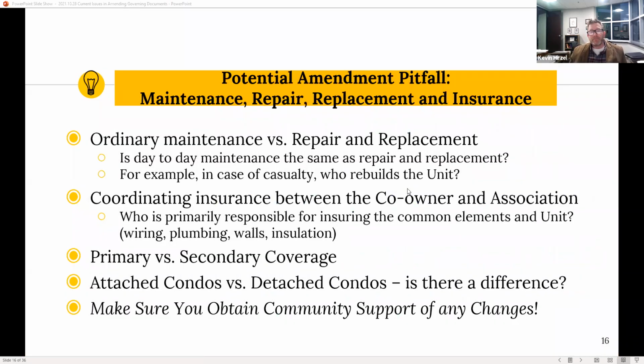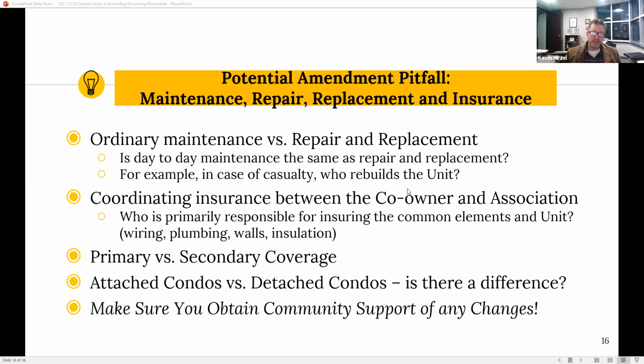All right. One of the areas that I wanted to mention is a practical issue more than anything else. One of the things that we've seen come up in our amendment processes is the significance of maintenance, repair, and replacement and insurance to co-owners. As you go through your amendment project, remember that an amendment, in order to pass, needs the approval of a certain number of people within the community. In large part for a condominium, it's going to be two-thirds.